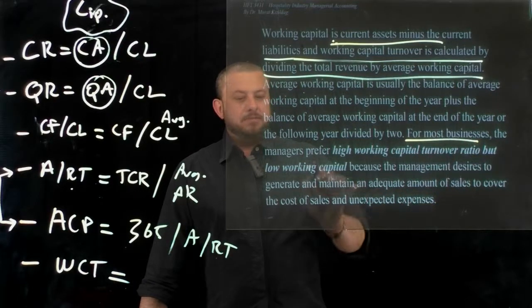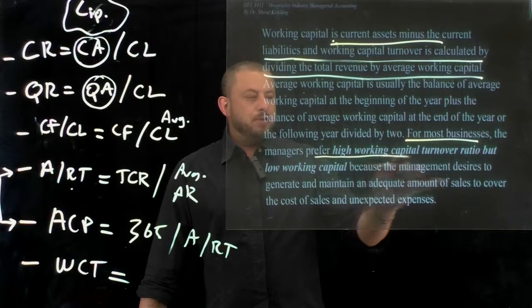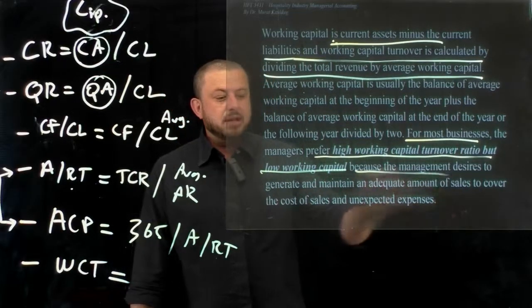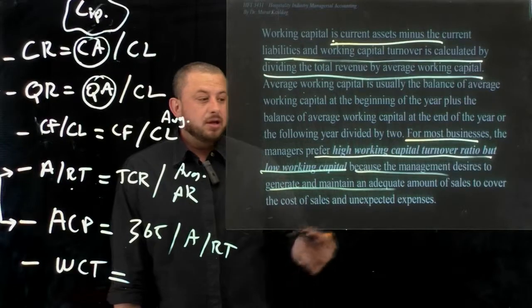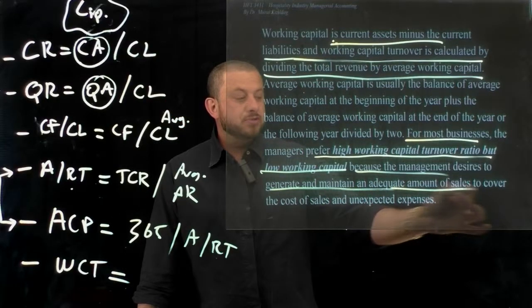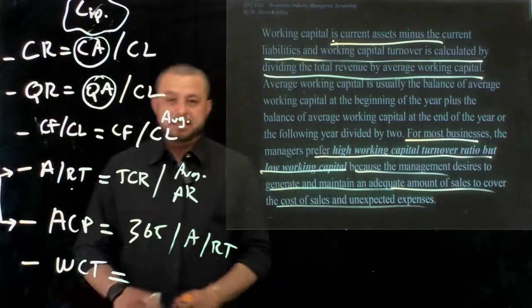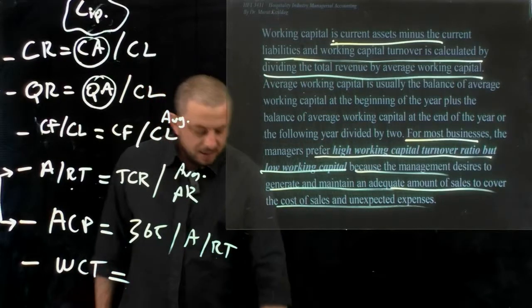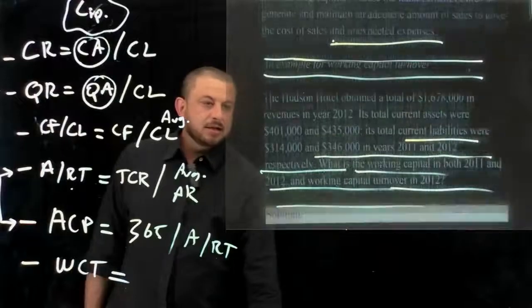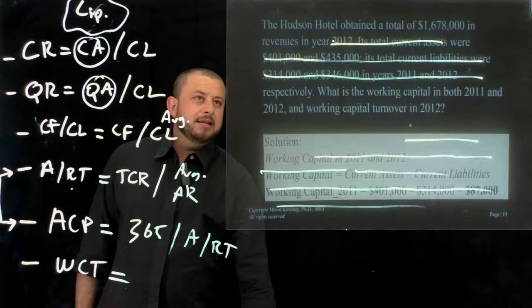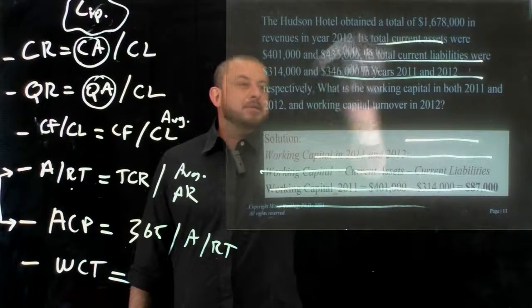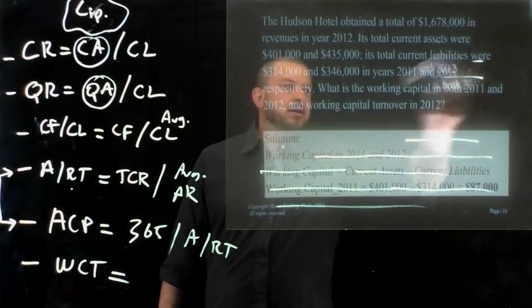For most businesses, managers prefer a high working capital turnover ratio but low working capital, because the management desires to generate and maintain an adequate amount of sales to cover the cost of sales and unexpected expenses in day-to-day operations. Okay, guys? So take a look at this for the Hudson Hotel, and then we will talk about the dynamics a little bit in detail.